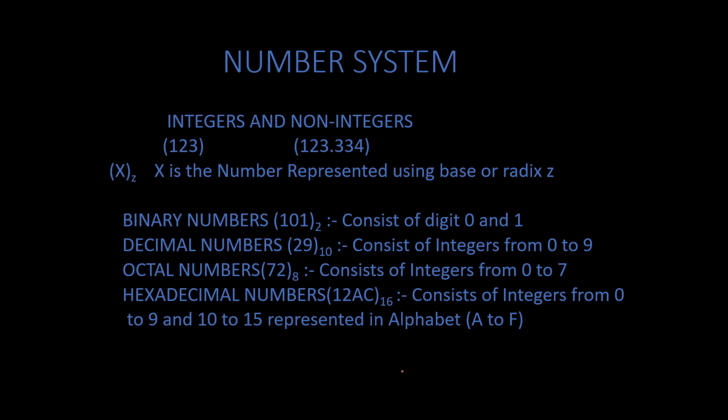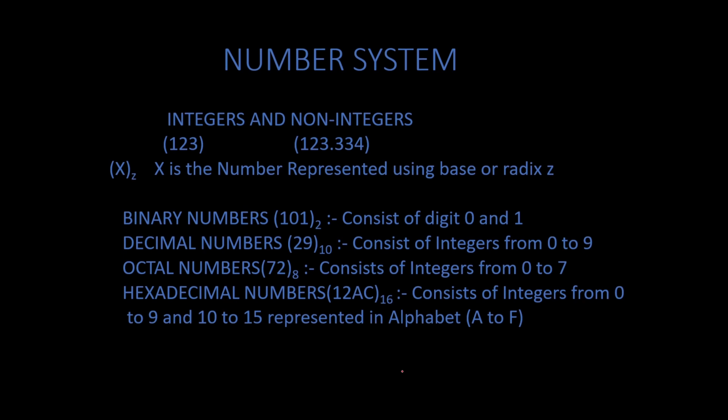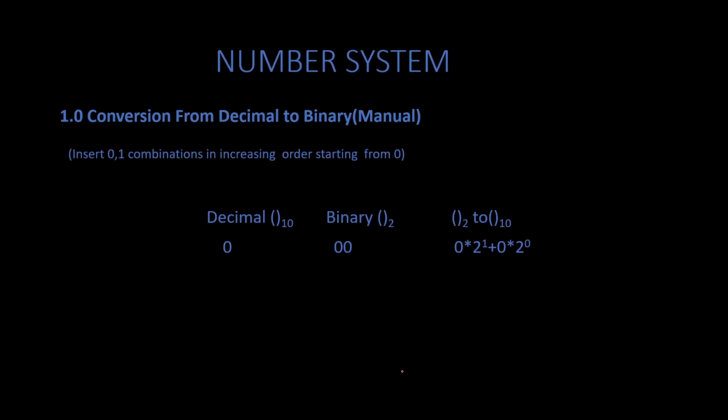We will be discussing conversion from decimal to binary, decimal to octal, and decimal to hexadecimal. This will be covered in this video, and the method is similar for every conversion. First, there are two methods for converting from decimal to binary. The first one is the basic method, which will be very useful for memorizing binary numbers.